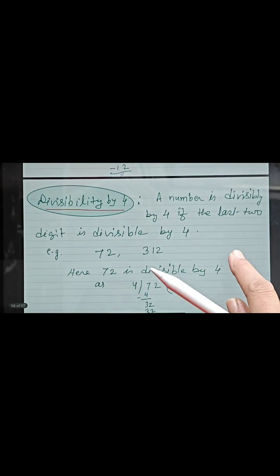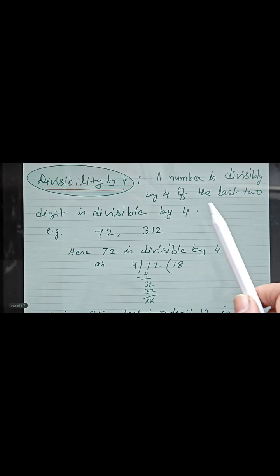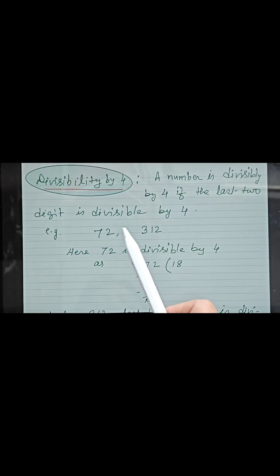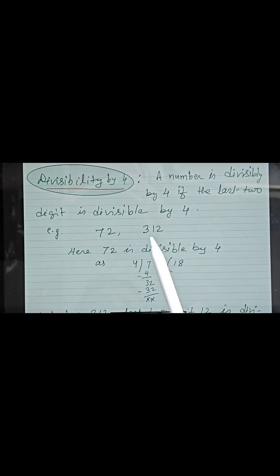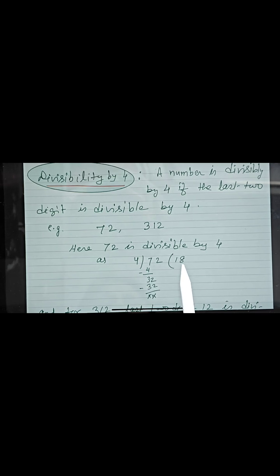Next, come to the divisibility by 4. A number is divisible by 4 if the last 2 digits are divisible by 4. Okay, so these are the last 2 digits, measured from the right side. So 72, it is already divisible by 4 because 4 1s are 4 and there is 3 left, so 2 carry, 4 8s are.